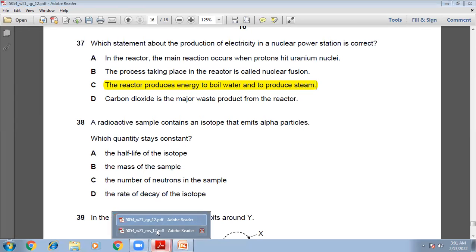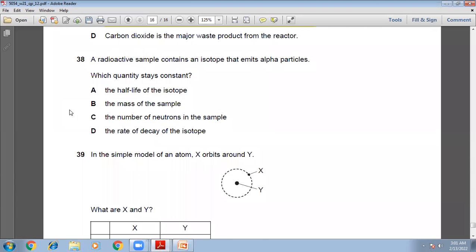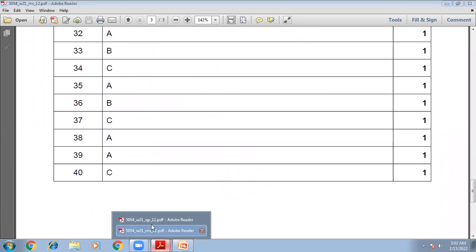Question number 37. C is the right answer, sir. A radioactive sample contains an isotope that emits alpha particles. Which quantity stays constant? The half-life of the isotope, yes, half-life will remain constant. The mass of the sample, no. The number of neutrons in the sample, no. The rate of decay of the isotope, no. So I think the half-life remains constant. So A looks the right option, sir. Question number 38, A is the right answer.